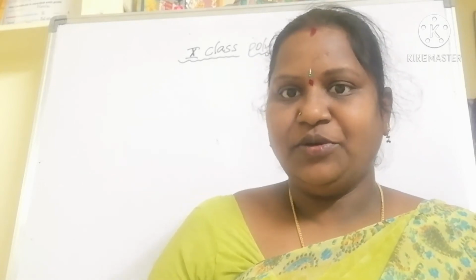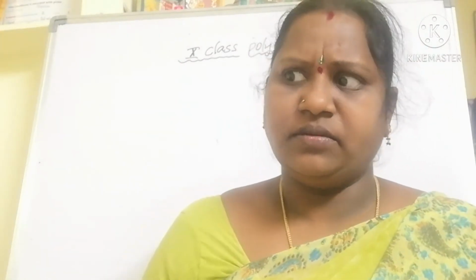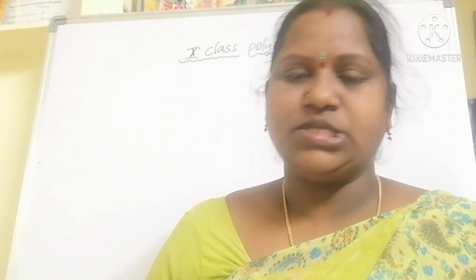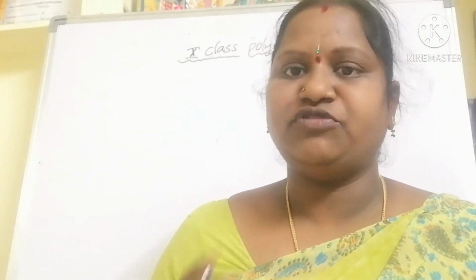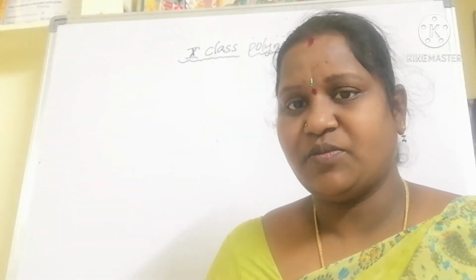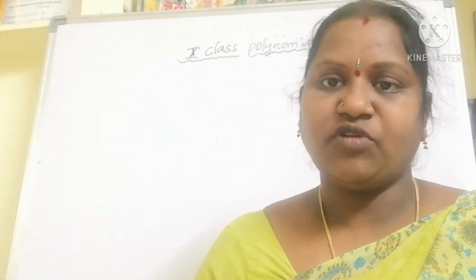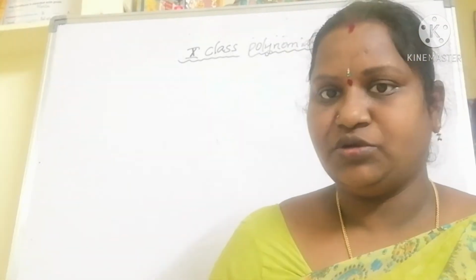So for today's class, what we are taking is the relationship between zeros of the polynomials and the coefficients. What do you mean by zeros of the polynomials? Zeros of the polynomials are nothing but roots of the polynomials. And what is the relationship between those, we are going to look.